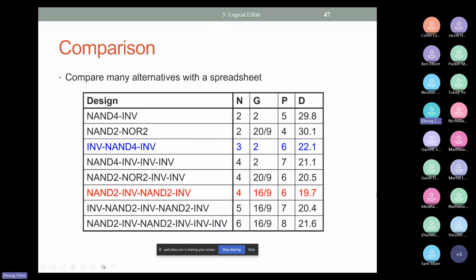It's a little bit more complicated once we go to a multi-stage design. At the beginning, we used the case where we know the number of stages. We know the input capacitance, we know the output capacitance, we just don't know the size of the stages in the middle. So then we should be able to size them appropriately and achieve the best delay time. That is the first example we have discussed in logical effort.